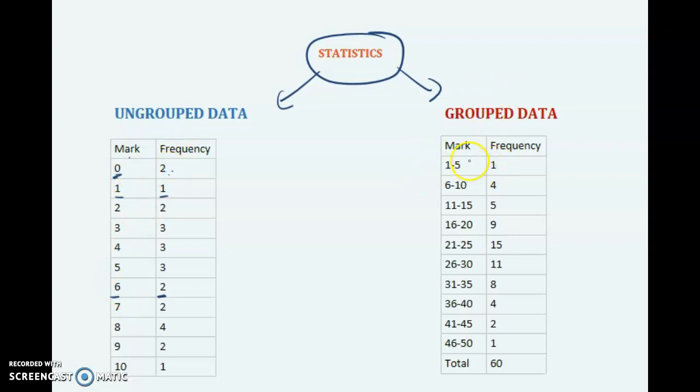However, grouped is where we have categories like this, 1 to 5. So this is telling me that in this other type of data, whatever information they were collecting, when they collect the data for the marks ranging from 1 to 5, one person scored that, right? Again, the range of 6 to 10, four people scored that. So this is group data, right? So I will be continuing with group data in this video to show you how to calculate the mean given a table like this.